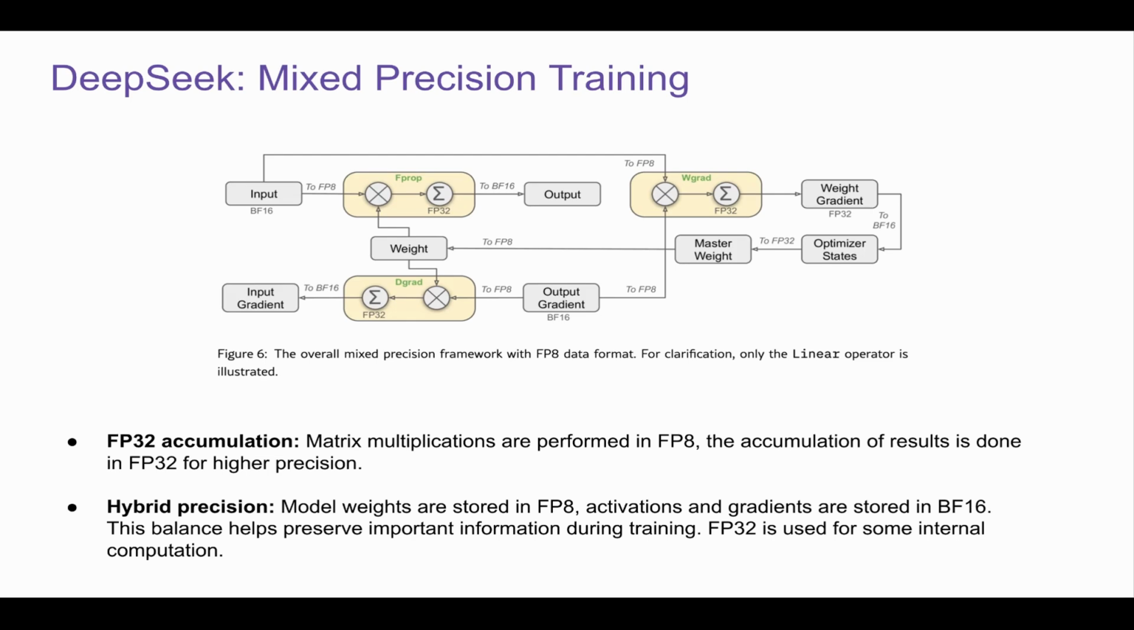So in summary, they have FP32 accumulation: matrix multiplications, matmul or GEMM, are performed in FP8, but the accumulation of results is done in FP32 for higher precision. And they have a hybrid precision, so model weights are stored in FP8, but the activations and gradients are stored in BF16. This balance helps preserve important information during training. And FP32 is also used in some internal computation.